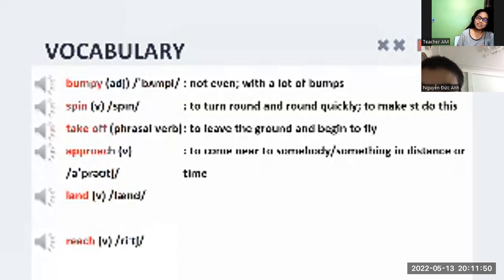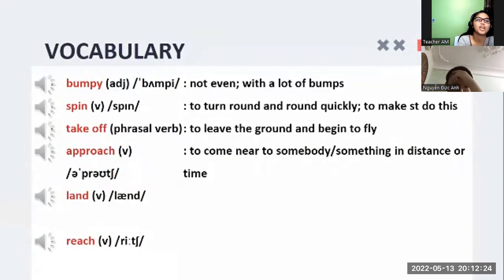Yes. Okay, so now I want you to use approach in a sentence or give another example of approaching. It's okay, I want you to think. I am 10 kilometers approaching Hanoi. Okay, very good.